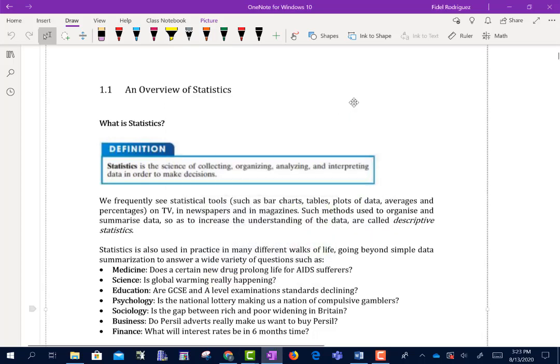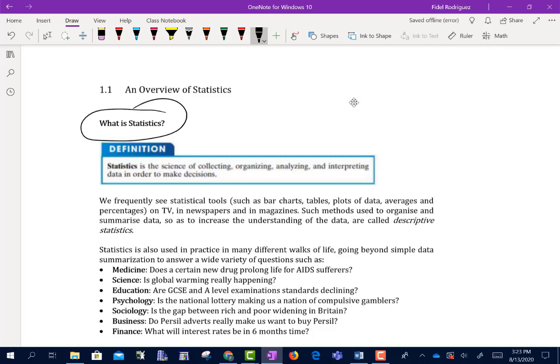All right, so this is chapter 1 of statistics, and the first section is 1.1, which is an overview of statistics, okay? So, the first thing obviously is what is statistics? It says statistics is the science of collecting, organizing, analyzing, and interpreting data in order to make decisions. So, we frequently see statistical tools such as bar charts, tables, plots of data, averages, and percentages on TV and in newspapers and in magazines.